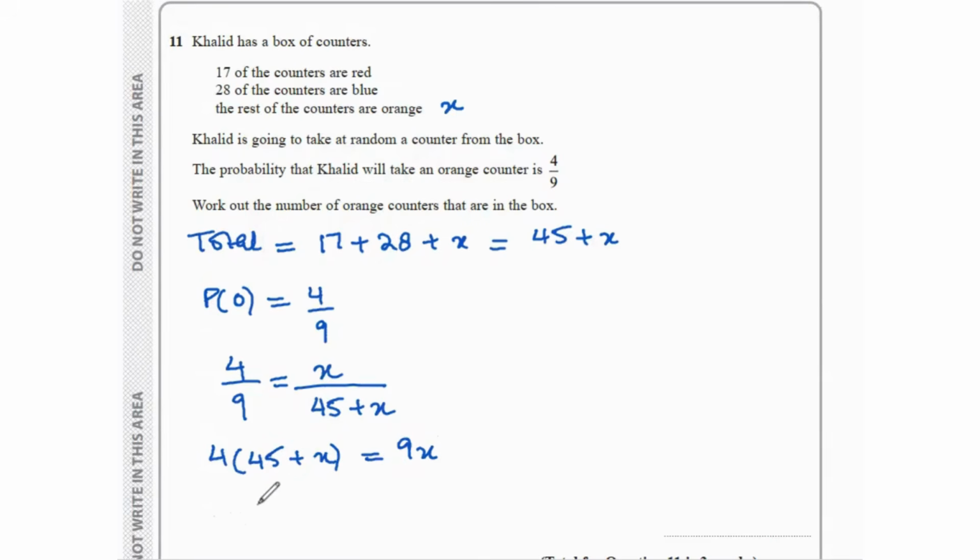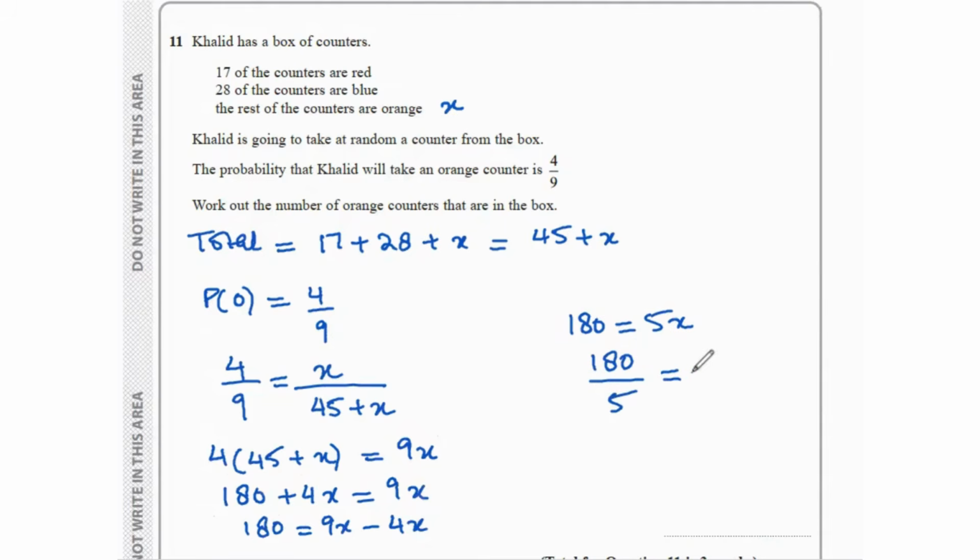So 4 times 45 is going to be 180. Collect the like terms on each side. So 180 equals 9x minus 4x. That's going to be 5x. And then 180 divided by 5 equals 36. So the number of orange counters is 36.